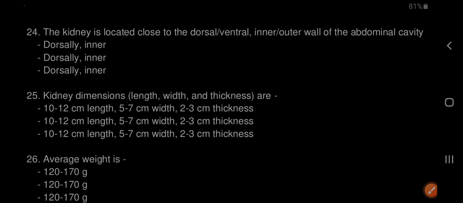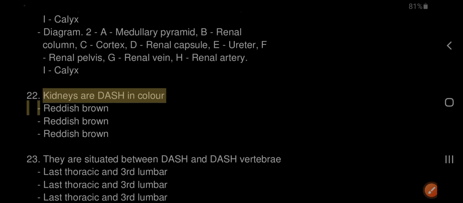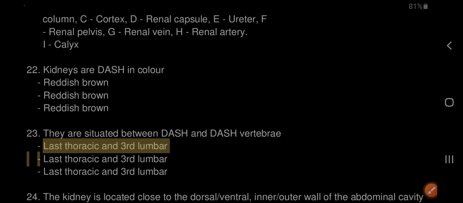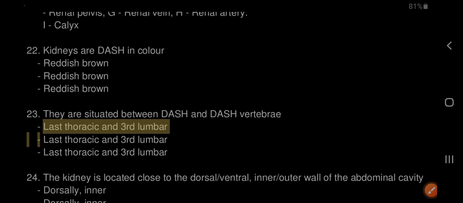22. Kidneys are reddish brown in color. 23. They are situated between the last thoracic and third lumbar vertebrae.